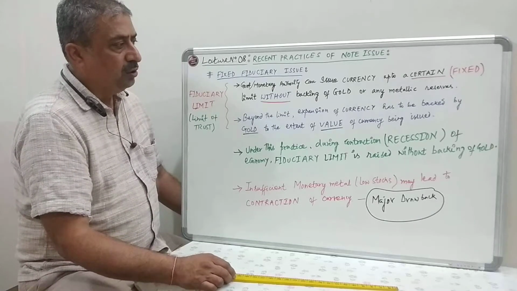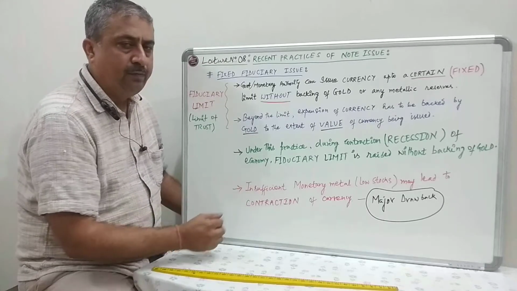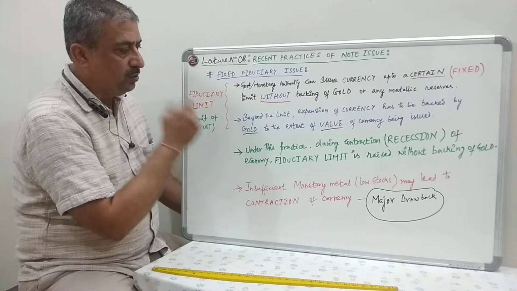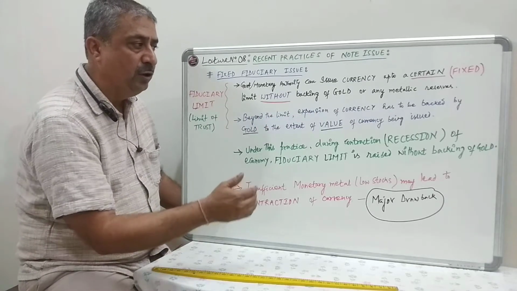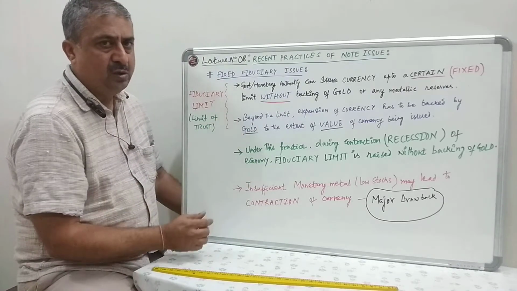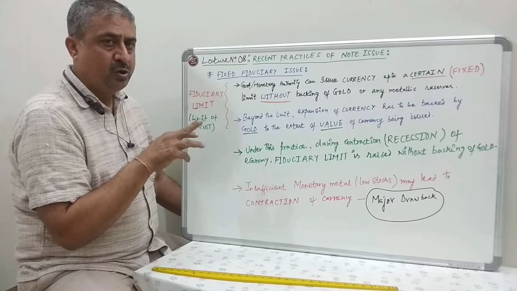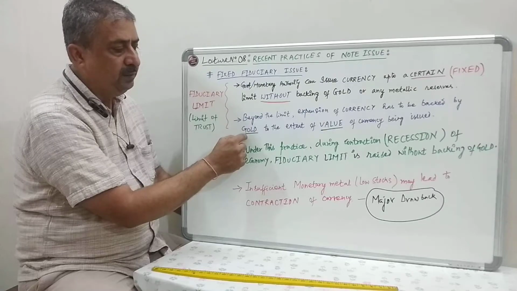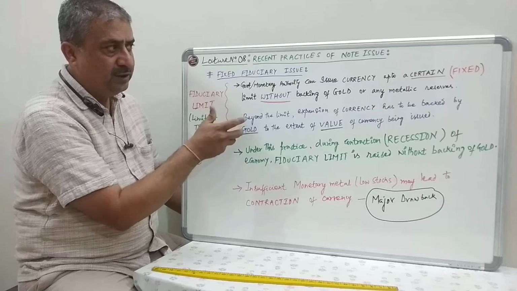So what does happen in that case? Government or monetary authority can issue currency up to a certain level without backing of gold. This is one thing. Exactly the other opposite, beyond the limit, expansion of currency has to be backed by gold to the extent of value of currency being issued. Pay little attention over there. What does it say? This says that it's a combination of both the principles, banking principle and currency principle. No limit, limit to the extent of value of currency. Right?